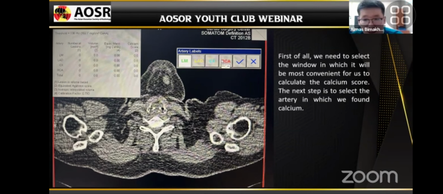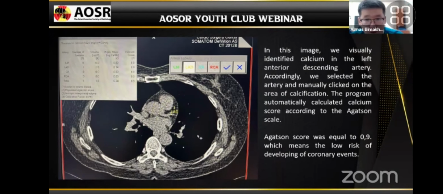The next step is to select the artery in which we found calcium. For example, in this image, we visually identify calcium in the left anterior descending artery. Accordingly, we selected the artery and manually clicked on the area of calcification. The program automatically calculated calcium score according to the Agatston score scale. So the score was equal to 0.9, which means the minimal risk of developing coronary events.